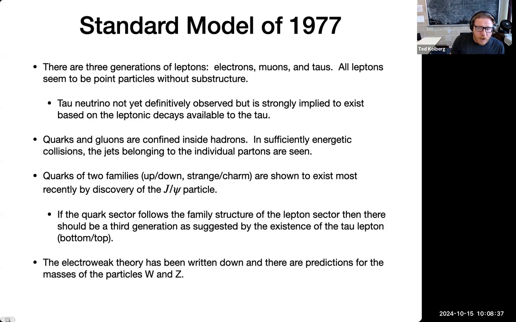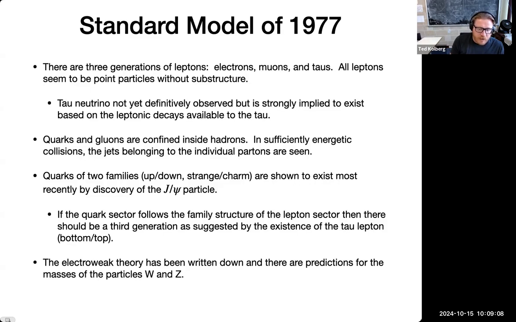The other part of the November Revolution, besides the discovery of the tau lepton, is the discovery of new hadrons, which are assumed to be bound states of the charm quark, as shown most especially by the discovery of the J-psi particle. But people have also started to do the spectroscopy of D mesons, et cetera, to see the different states that these charm quarks can combine with the other quarks to make.